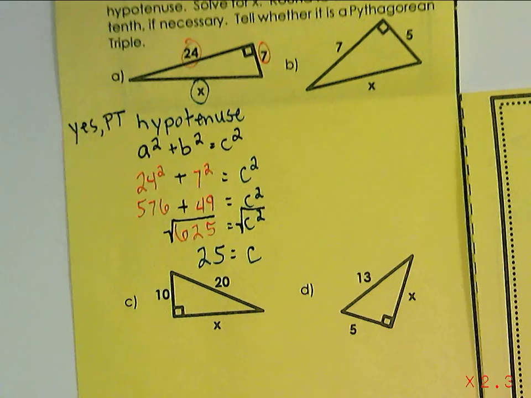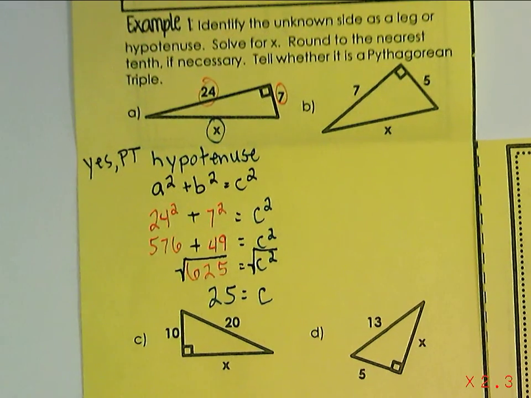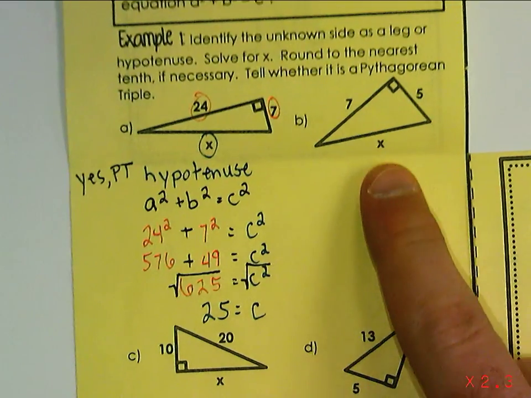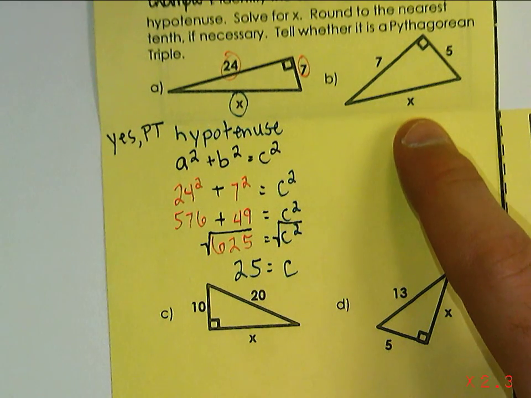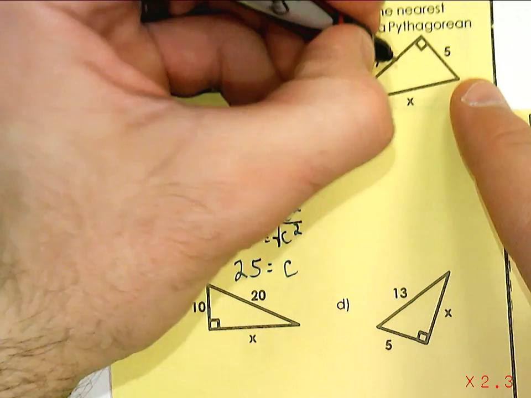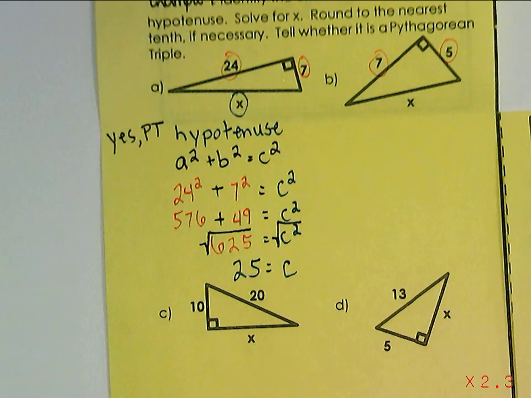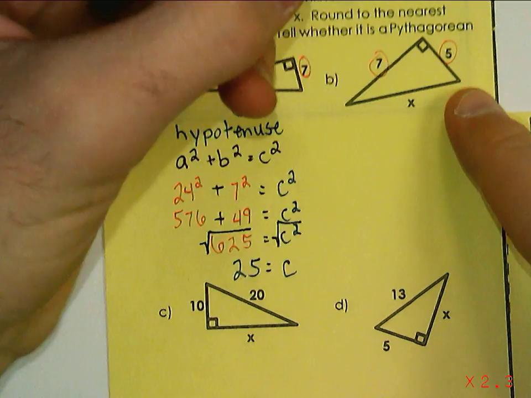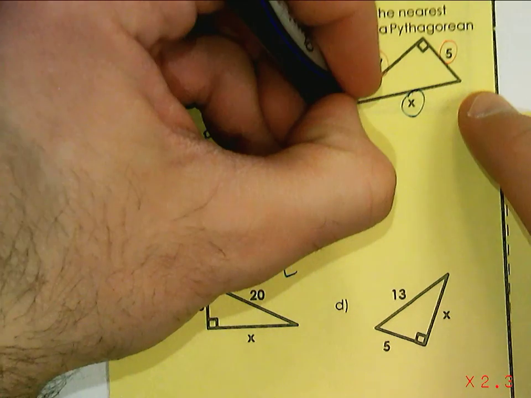All right, let's do another example here in letter B. Looking at this, I am going to have to identify the hypotenuse in this case. So these are my legs, 7 and 5 are my legs, and this x would be my hypotenuse.